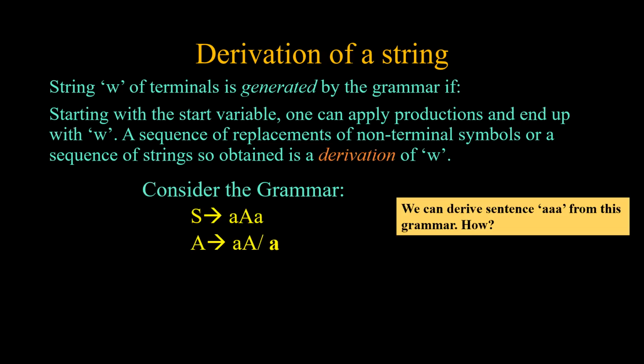Consider this grammar. Can we derive the sentence aaa from this grammar? Yes, we can. How? S is the start symbol. We say S tends to small a, capital A. Now we replace this capital A with small a, since there was a production, capital A tends to small a. So we derive triple a from this particular grammar.